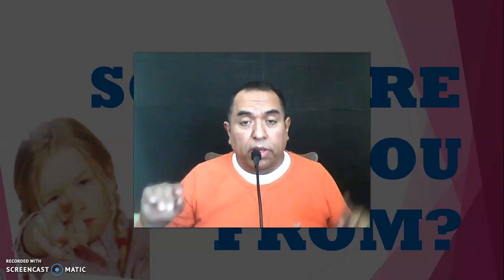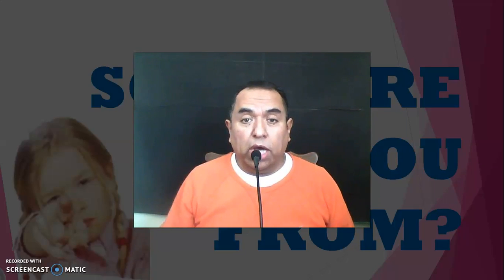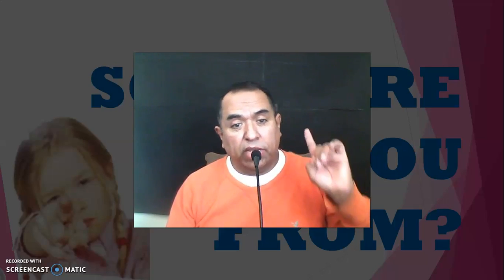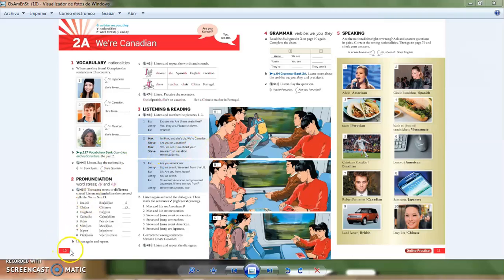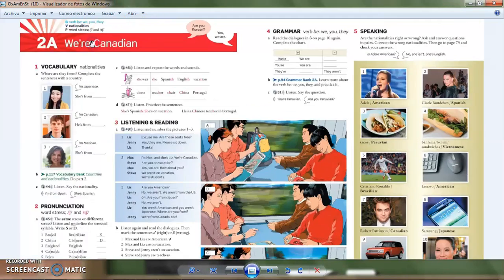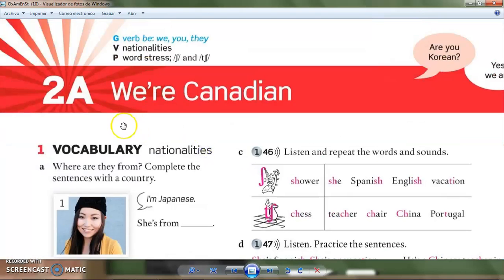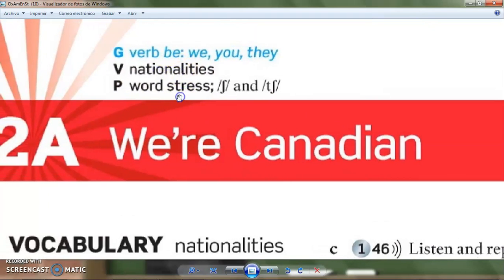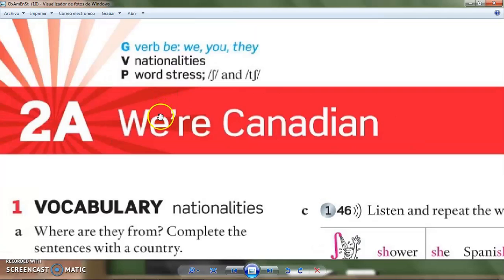But let's move on. We worked with our book, pages 10 and 11. These are the pages number 10 and 11. Here we have them. Please take a look at them. We're going to work with them and also with page number 95. Let's begin on page number 10. Here we're going to work with the verbs to be, nationalities, and how to stress words.